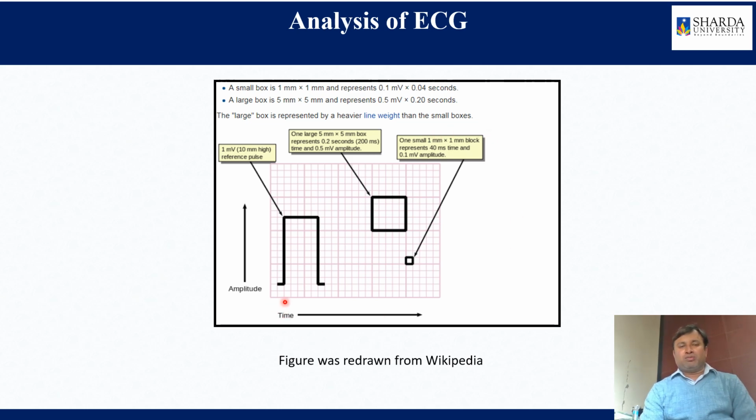So in this way, to measure the potential of this graph, we can count the number of squares here and here, multiply them, and find how much voltage is created over the amplitude. Here one small 1 millimeter by 1 millimeter block represents 40 milliseconds of time and 0.1 millivolt amplitude. While one large 5 millimeter by 5 millimeter box represents 0.2 seconds, or 200 milliseconds, of time and 0.5 millivolt amplitude.